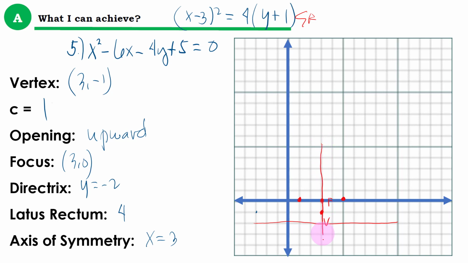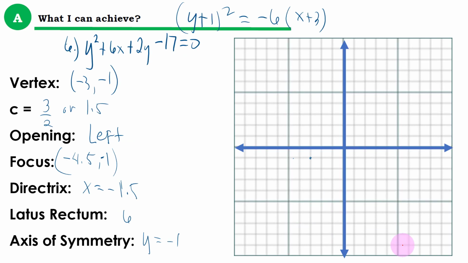This one. Okay. And then, we sketch the graph. So, this is the graph of x squared minus 6x minus 4y plus 5 equals 0. Okay, so for number 6, we have y squared plus 6x plus 2y minus 17 equals 0.